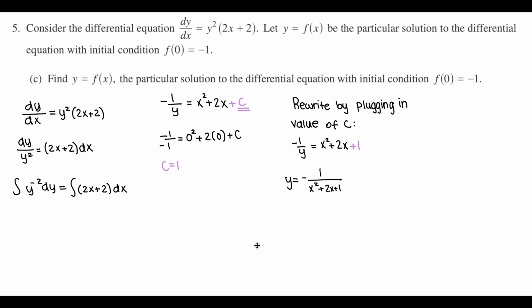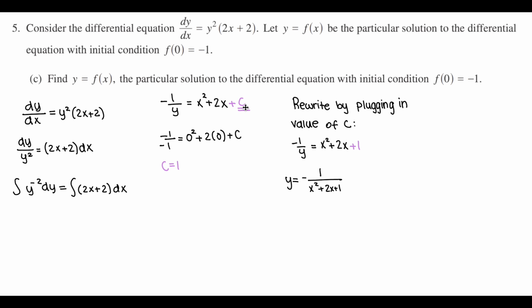So let's talk about scoring. Part C is worth 5 total points, which in my opinion is crazy. So you get 1 point for separating variables, 1 point for integrating, 1 point just to include plus c, 1 point for using the initial condition and plugging it in and solving for the c value, and 1 point for solving for y and not leaving it in terms of negative 1 over y.